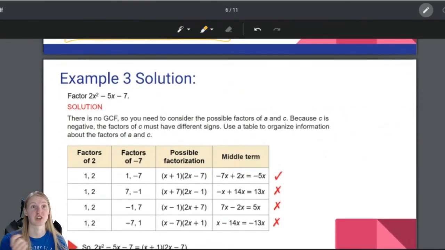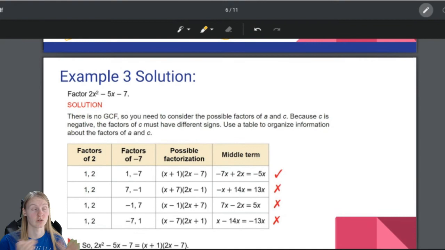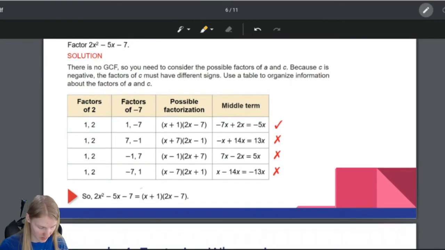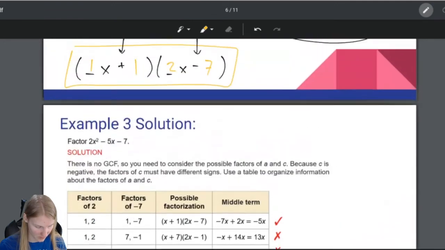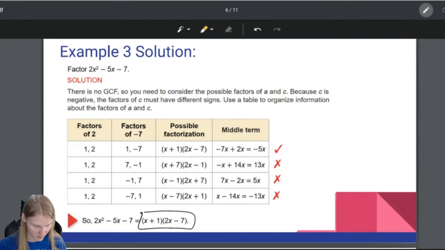See, these tables get real big, and I don't like it. When you do the positives and the negatives, there get to be so many different combinations. But x plus 1, 2x minus 7. Yep, plus 1, 2. Beautiful.